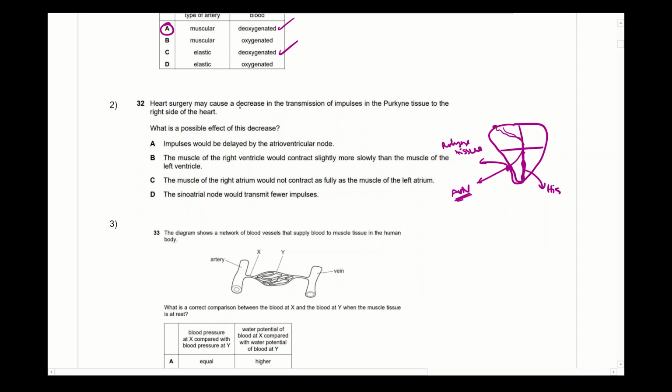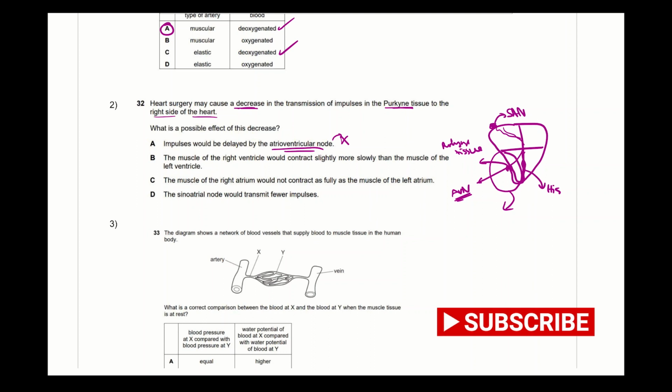Now, the heart surgery caused a decrease in the transmission of impulses to the Purkinje tissue to the right side of the heart. Therefore, it is normal that the ventricle takes longer to contract. So let's see the suggestions that we have here. A. Impulses would be delayed by the atrioventricular node. First of all, the impulses would not be delayed because it starts from the sinoatrial node, and the atrioventricular node already delays that impulse. Therefore, this is incorrect.